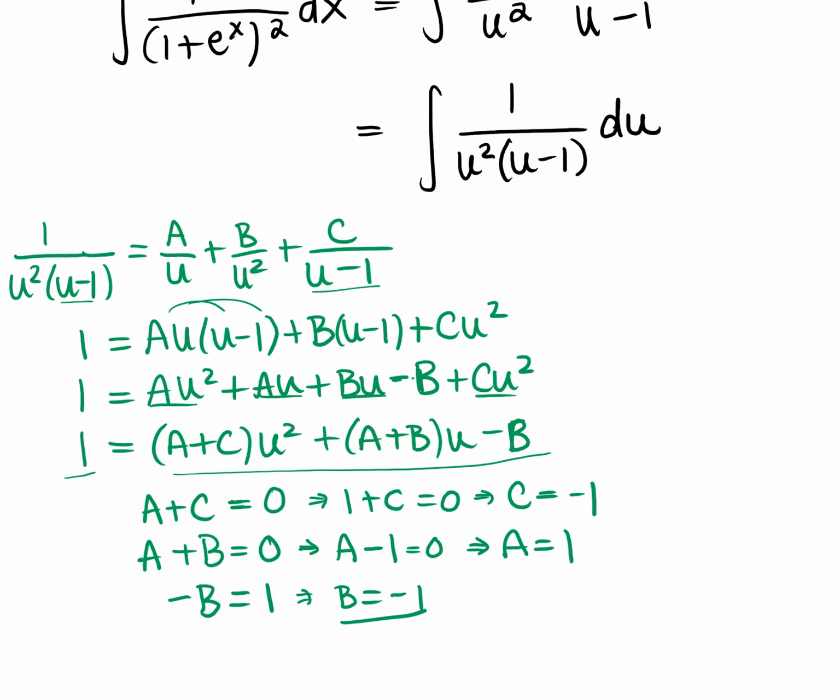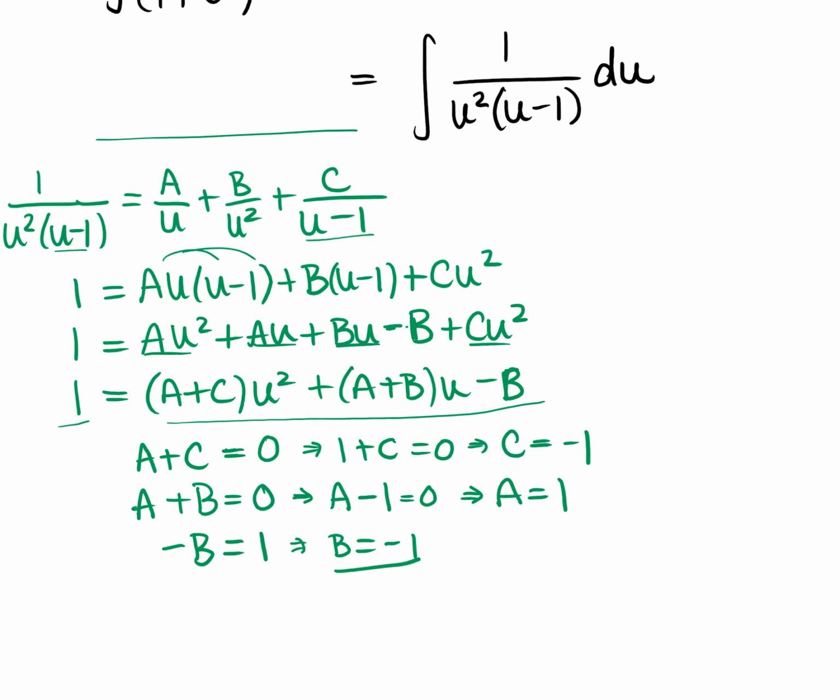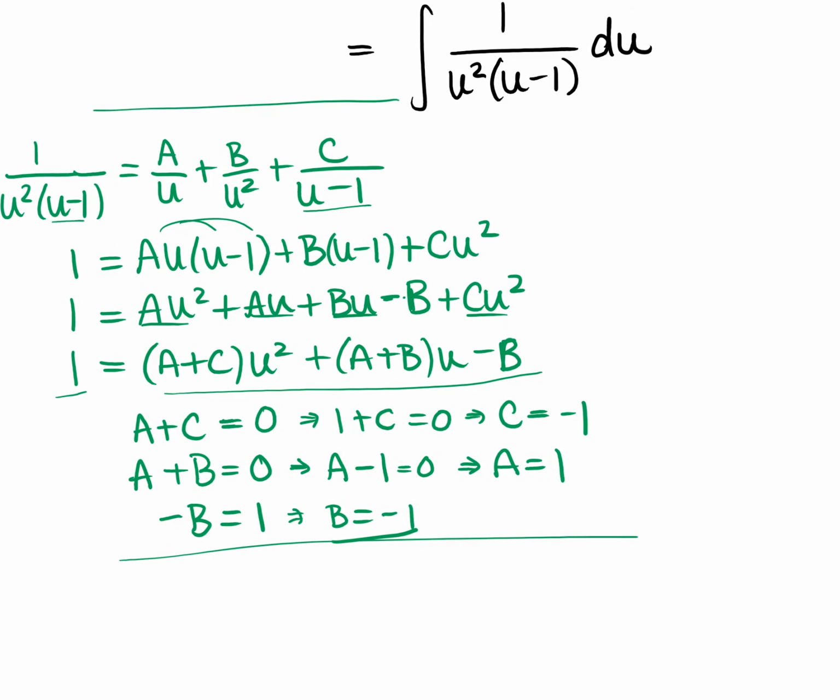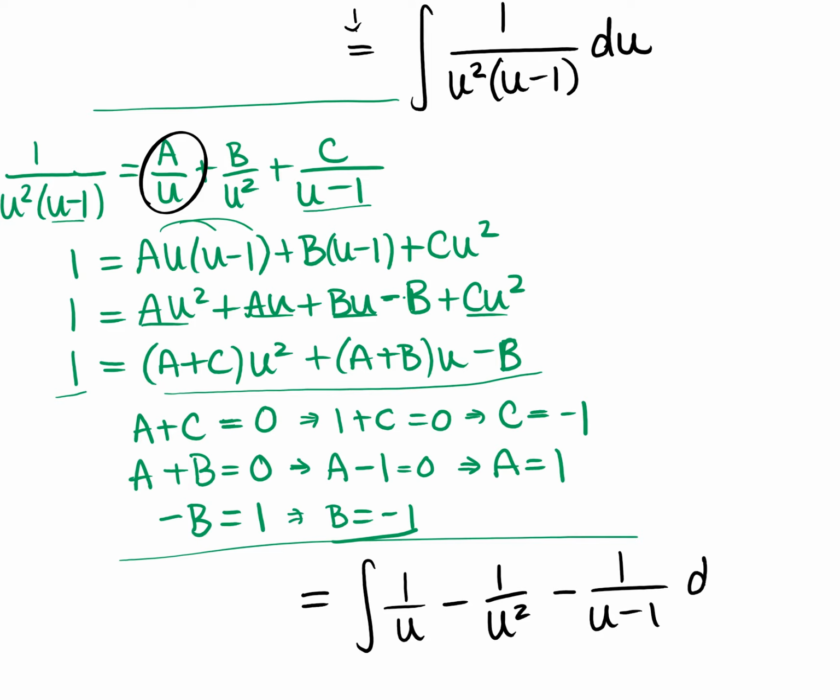So that green was like a little, this is the stuff behind the curtains that I want to see. But clearly then we come down here and we say, all right, I'm picking up back where I left off with that equals sign. And this becomes, all right, what is a? A is 1. So I have 1 over u. B is negative 1, so I have minus 1 over u squared. And c is negative 1, so I have minus 1 over u minus 1.